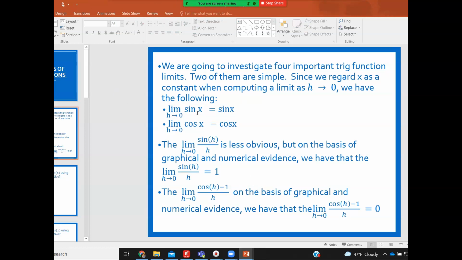So the limit as h approaches zero of sine x is sine x because there's no h to plug into. And the limit as h approaches zero of cosine x is cosine x because once again, there's no h to plug into. So the limit is simply the function at that point.